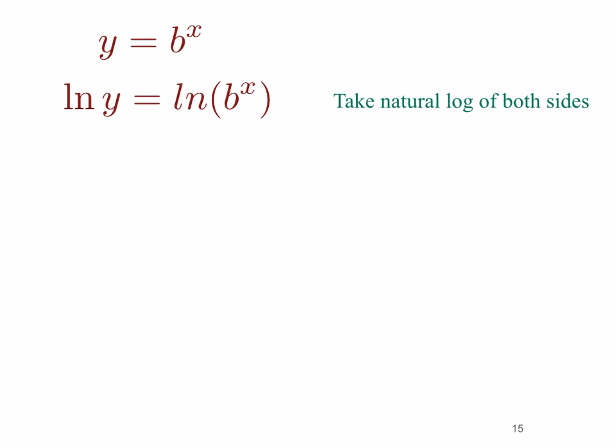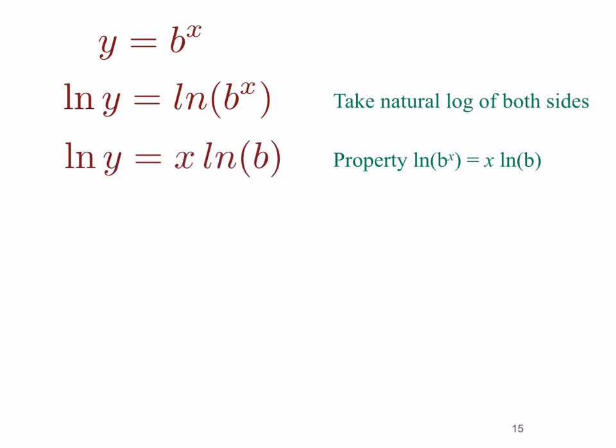And we just need to recall that the natural log of x is the inverse of the exponential function e to the x. Now we'll use a property that says the natural log of b to the power of x is x times the natural log of b. And that'll give us the natural log of y is equal to x times the natural log of b, because that exponent on the b to the x will come out front.